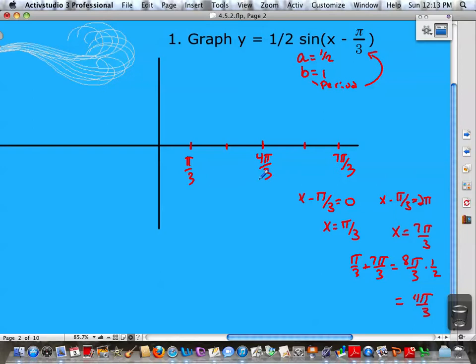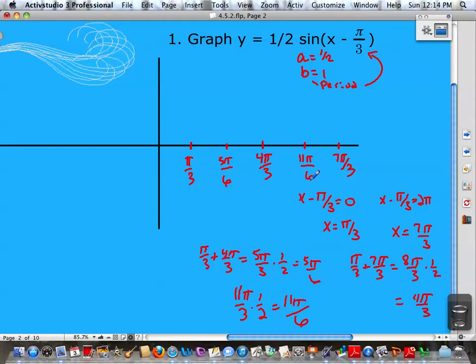And I'm going to do the same thing in this first period. I need to know, what is this value here at the 1/4? So what is the middle of the front half? Well, if I take pi over 3 and add 4 pi over 3, I get 5 pi over 3. And half of that is going to give me 5 pi over 6. I do the same thing on the back end. 4 plus 7 gives me 11 pi over 3. Half of that puts me at 11 pi over 6. So those are our key points.